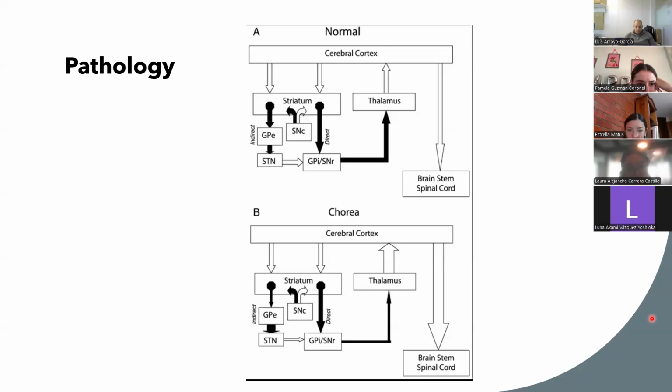There's like less inhibition from the striatum to the thalamus, like it's lower. So maybe that is what generates the inability to control the movements that are happening. So you're mentioning this one, right? Here. Yes. We have one step before that.